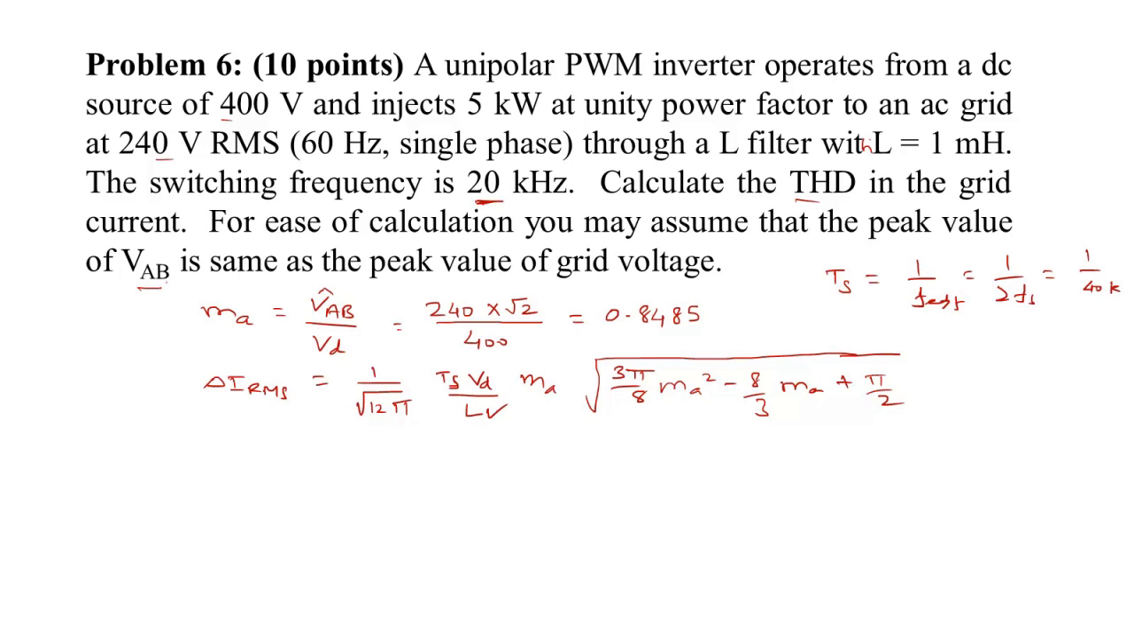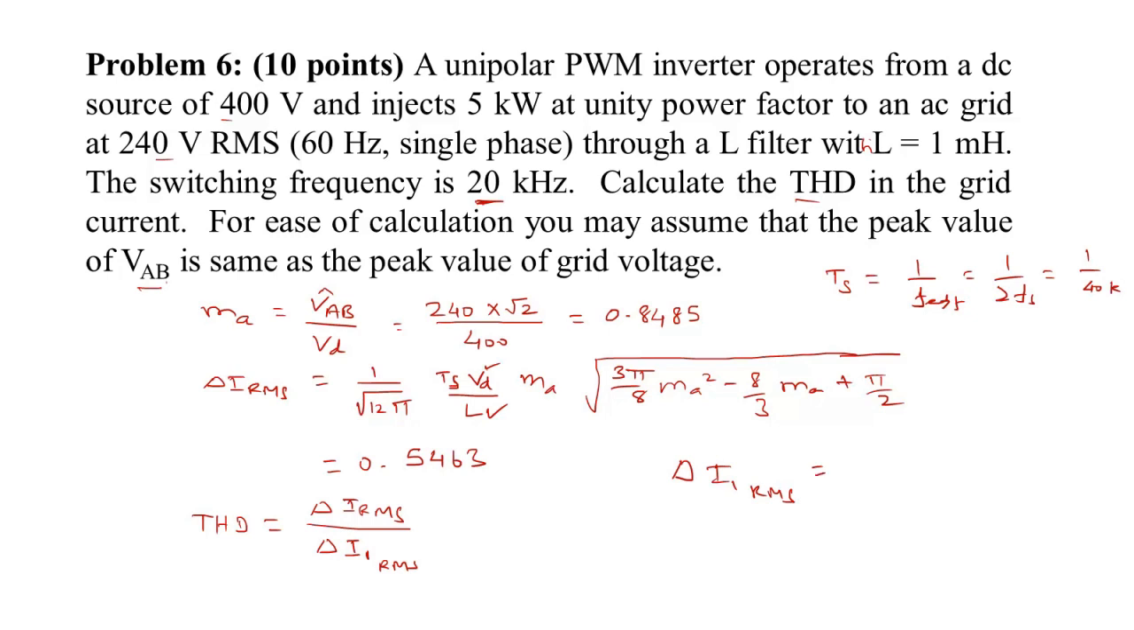L is given, it's 1 millihenry, VD is 400 volts, MA is 0.8485, so we have all the required quantities here. So we can calculate delta I RMS, which is 0.5463. Then THD definition is this delta I RMS divided by the RMS value of the fundamental 60 Hz quantity, delta I1. So what is delta I1, the fundamental quantity RMS?